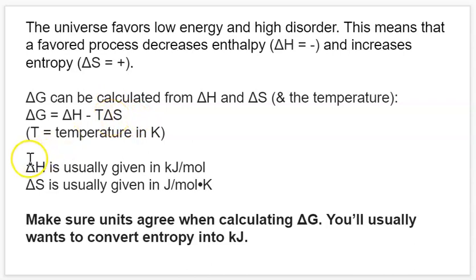So delta H, like we've seen before, is usually given in units of kilojoules per mole. And like I said earlier, delta S is in joules per mole per degree Kelvin, which means that if we're doing some calculating and we're trying to get a value for delta G, we need to make sure that all of our units in the equation agree. And the best way to do this is usually just to convert our entropy into kilojoules per mole per degree Kelvin rather than joules per mole per degree Kelvin. So we'll want to just divide it by 1,000.